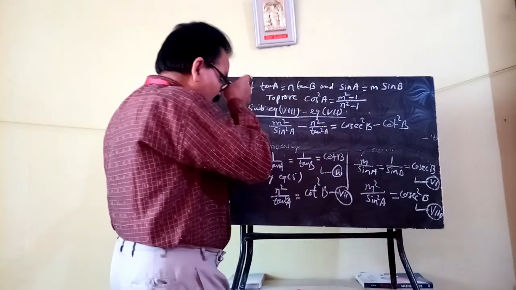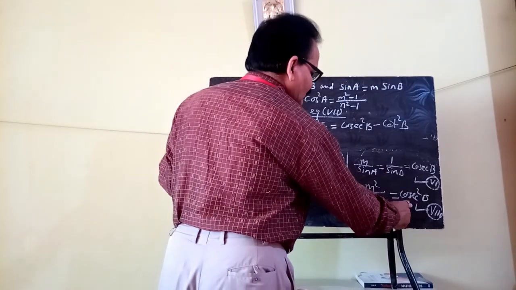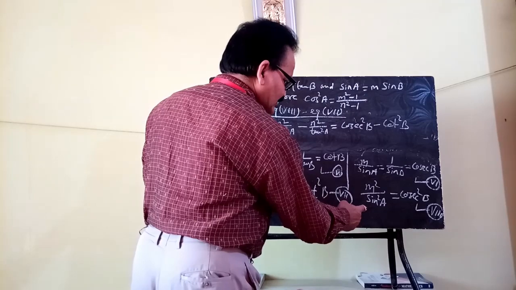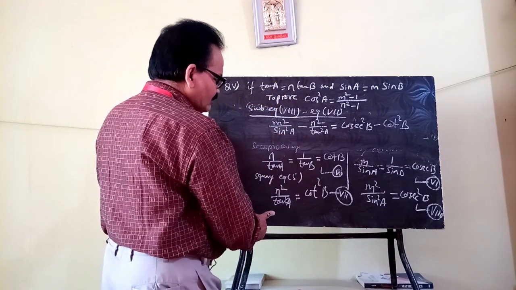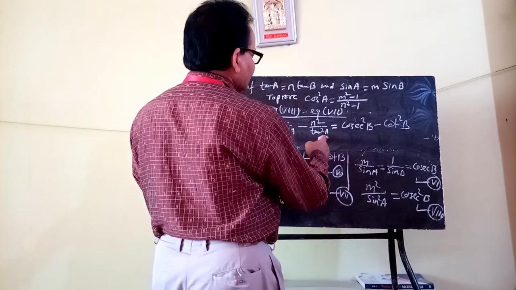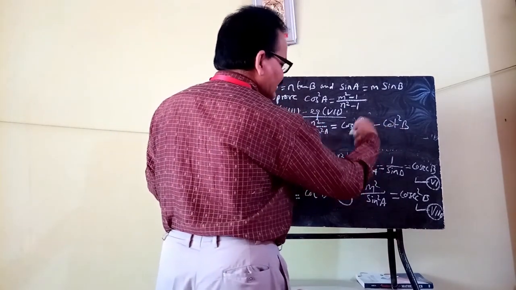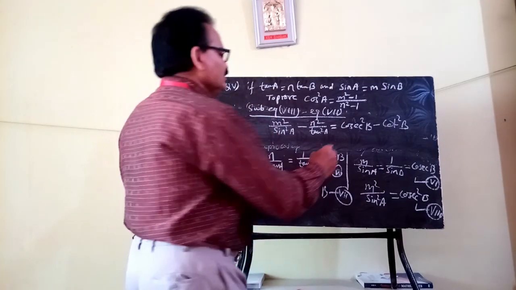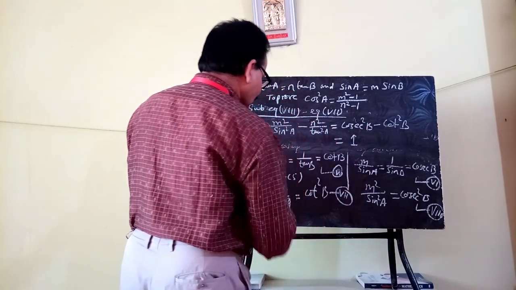When you subtract cosec square B minus cot square B, what you will get? On the left side, m square by sin square A minus n square by tan square A. Clear? So on the right side, cosec square B minus cot square B is 1. So this part is 1. So angle B is out.